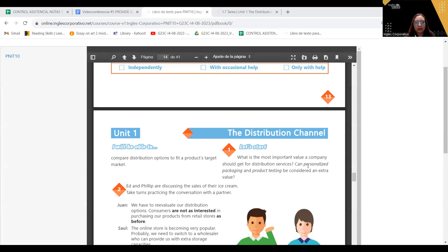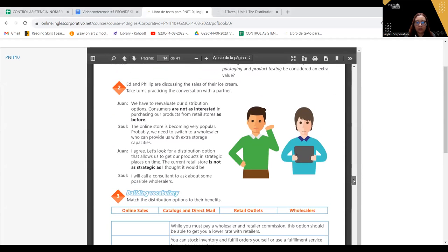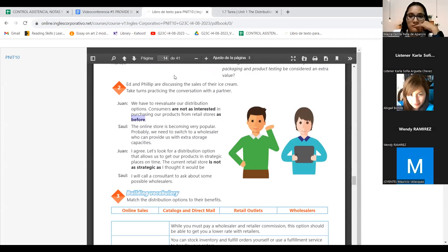We're going to go to the student's manual and check the conversation we had pending from last night. We only answered the questions from exercise one. But right now we're going to check the conversation between Juan and Saul. I need two volunteers, one for Juan and one for Saul. Remember, we read it twice, two rounds. For the first round, Emerson, you can read Juan, and Mayra, you can read Saul, please.